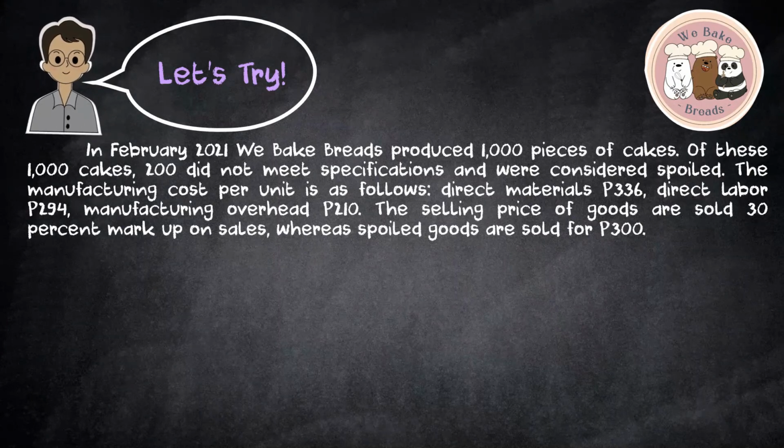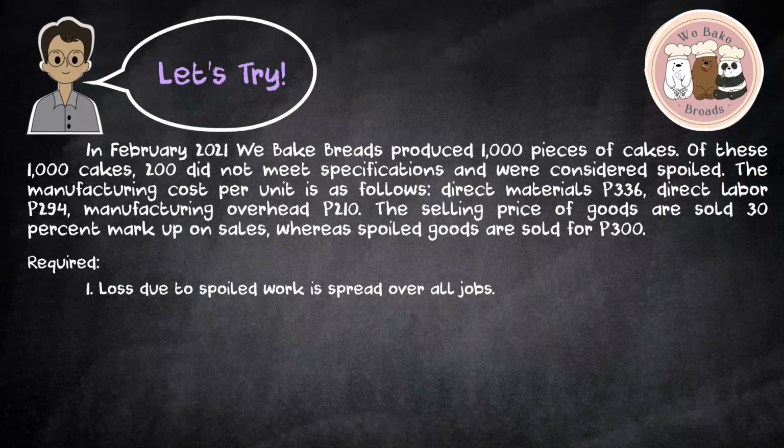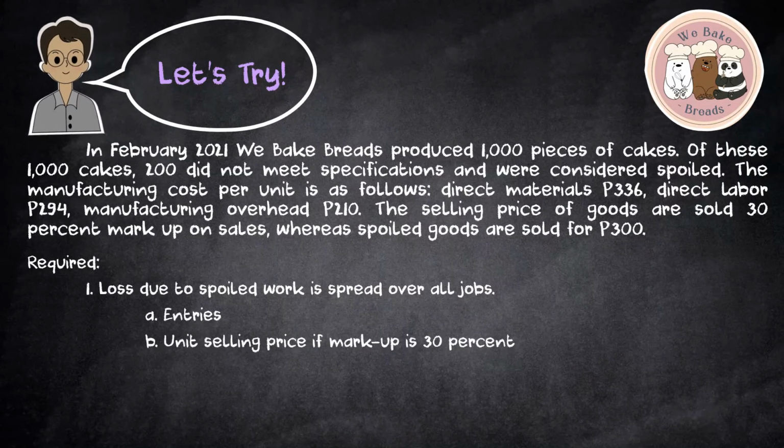So, for this problem, we are required to, number 1, magkano daw yung loss if the spoiled work is spread over all jobs? So, mula ulit sa natutunan natin kay Tricia, if it is spread over all jobs, saan natin i-charge? Definitely, i-charge natin siya sa manufacturing overhead. And we are required to make the entries and the unit selling price if markup is 30%. So, unit selling price siya. Ibig sabihin, hindi tayo magsa-stop if nalaman na natin si unit cost.